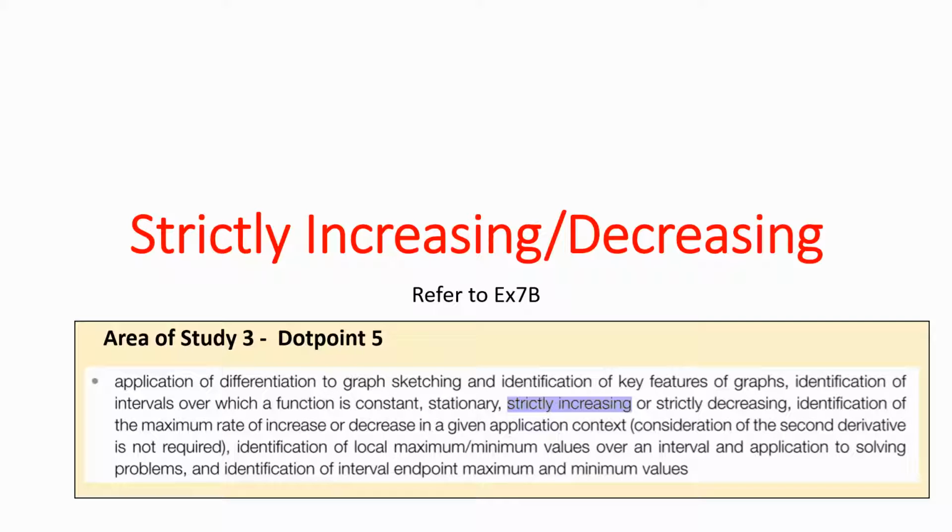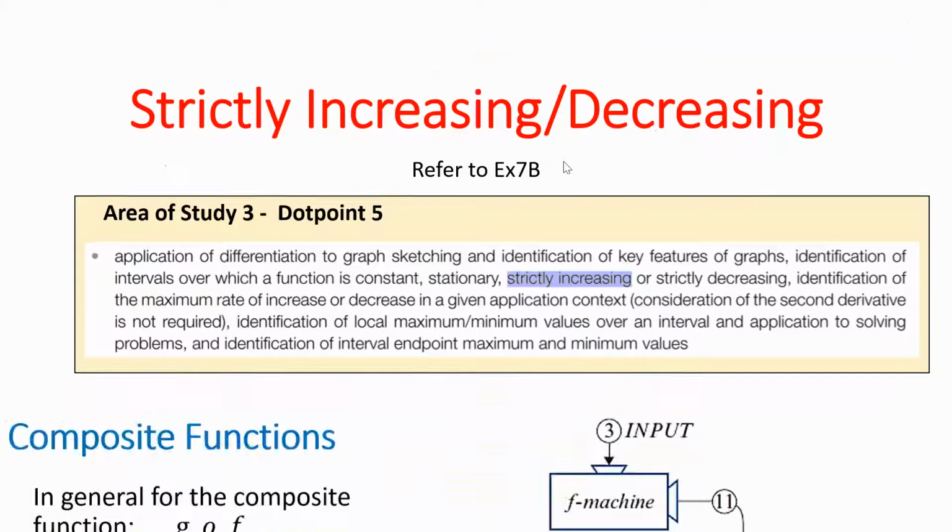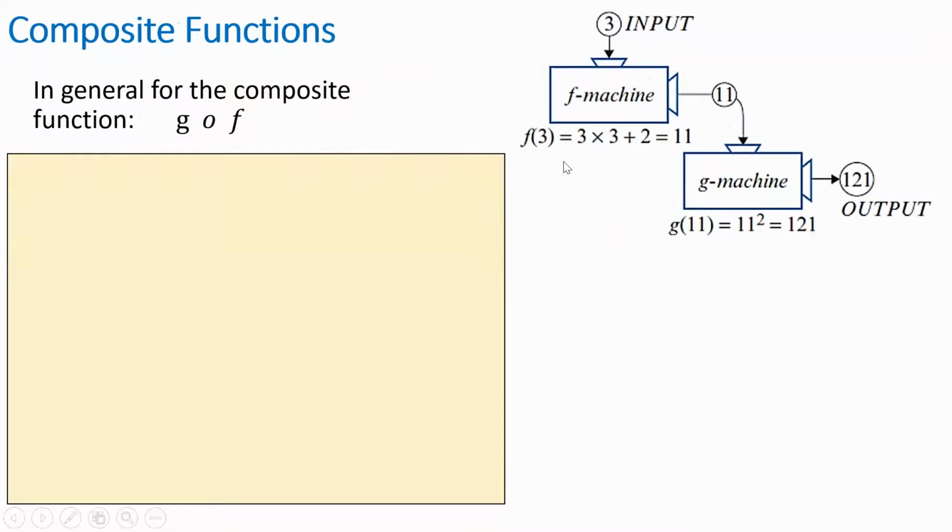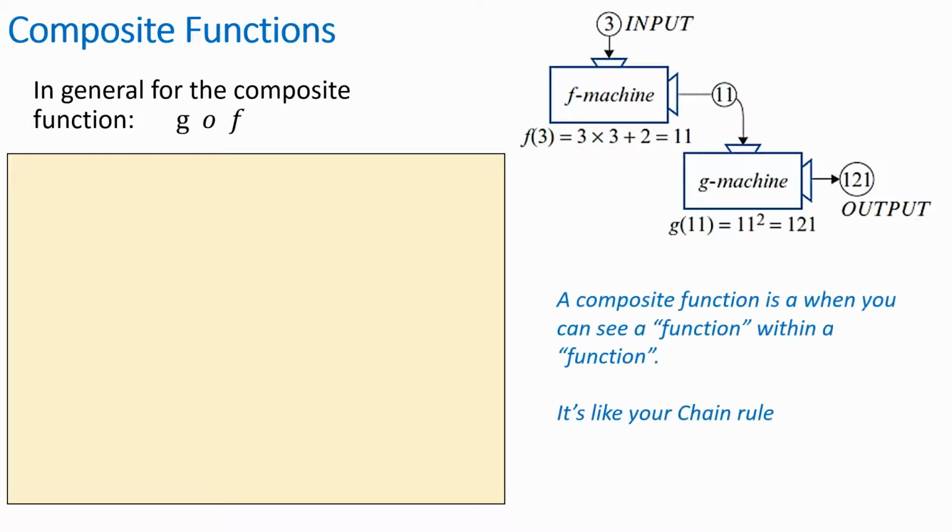Okay, so let's go. First things first, we're going to talk about composite functions. If you remember, the way I like to describe it at the start was I said a function is a machine. And when you have a composite function, you have a machine within a machine. So a composite function is when you can see a function within a function. It's kind of like your chain rule.